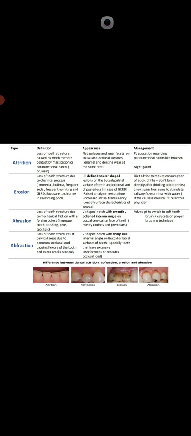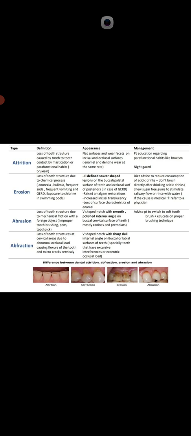Now come to the management. Look at the diagram below, there is the abrasion. In the last diagram, there is an abrasion. Now, the management is to advise the patient to switch to a soft toothbrush if the patient uses a hard toothbrush, because it causes mechanical friction. Advise the patient to switch to a soft toothbrush plus educate on proper brushing techniques.